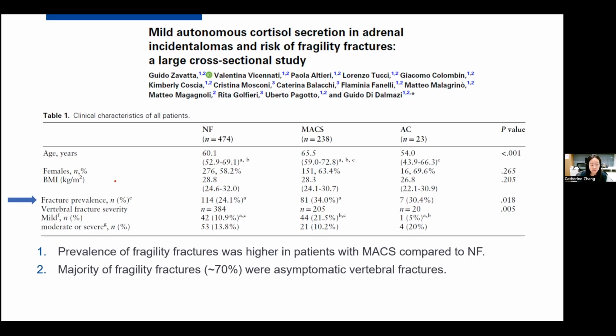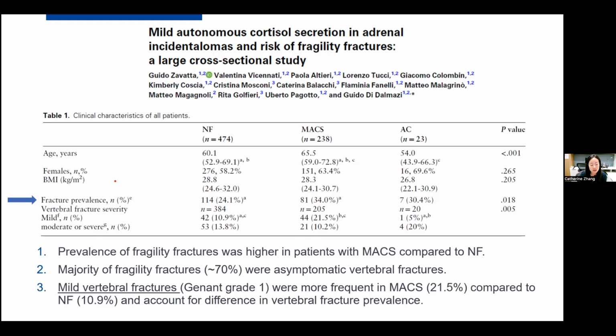When we look at vertebral fracture severity, mild vertebral fractures were more frequent in MACS, and they really accounted for the difference in vertebral fracture prevalence. In looking at moderate or severe vertebral deformities, there were no significant differences.